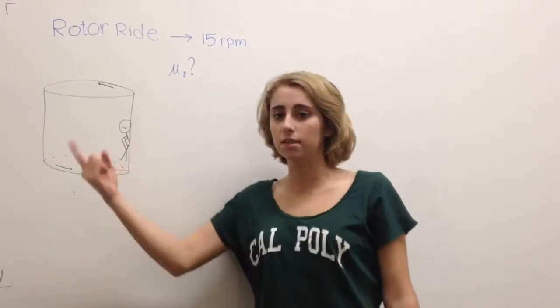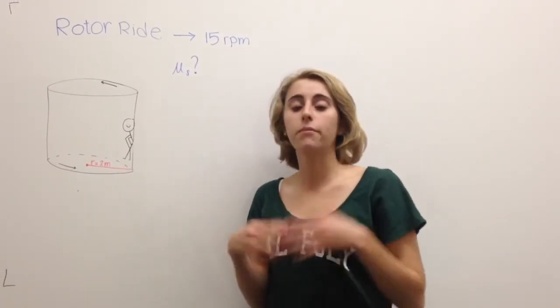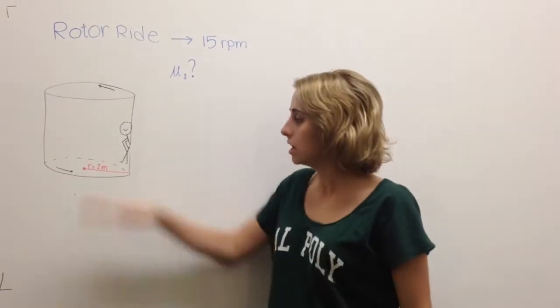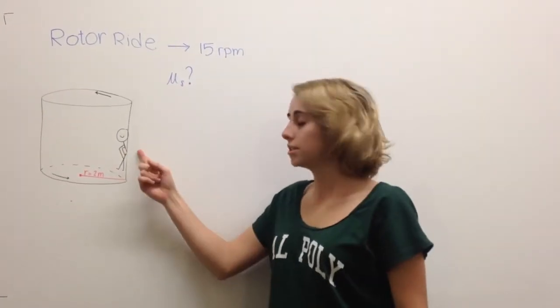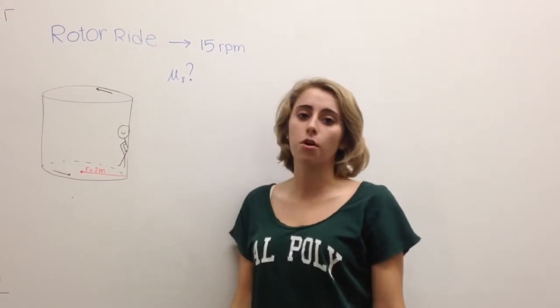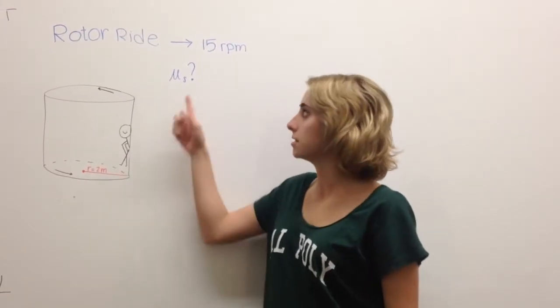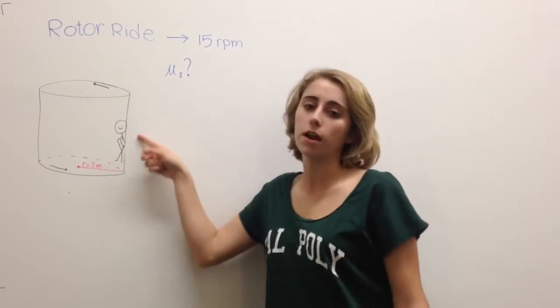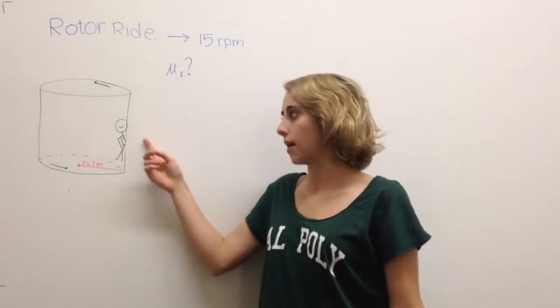Where essentially it spins in a circle and it's a cylinder, and then once it reaches a certain speed, the floor drops out, and then you're still against the wall spinning, and in theory, you don't fall down. And that's due to the coefficient of friction. In this case, it's static friction because you're not moving up and down the wall. You're still stuck in that one place.